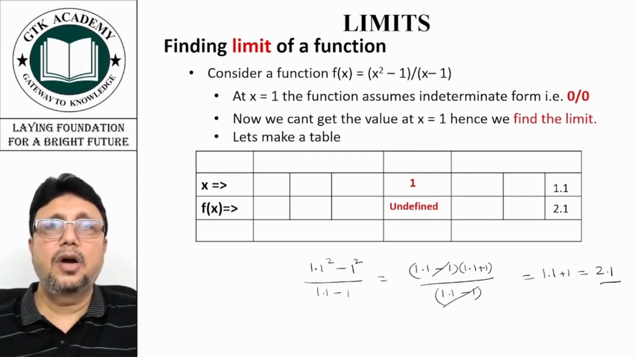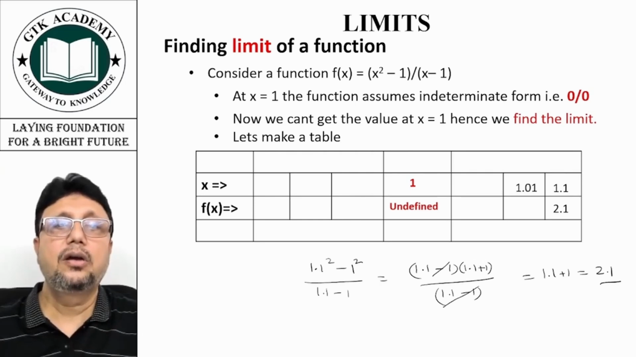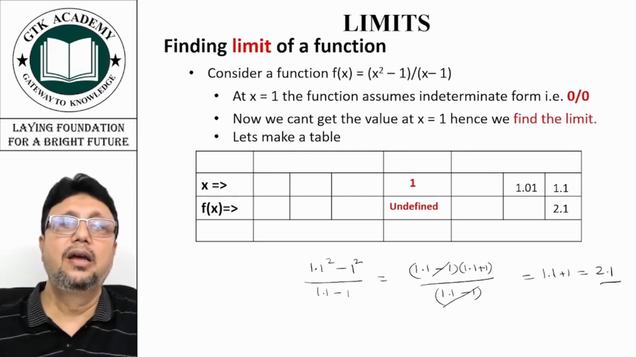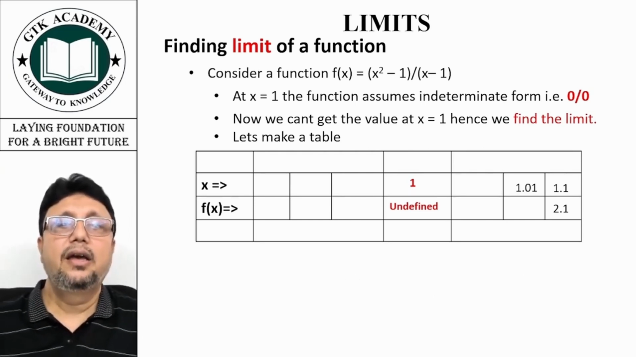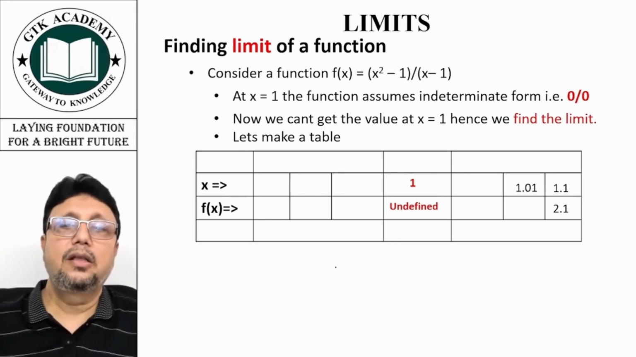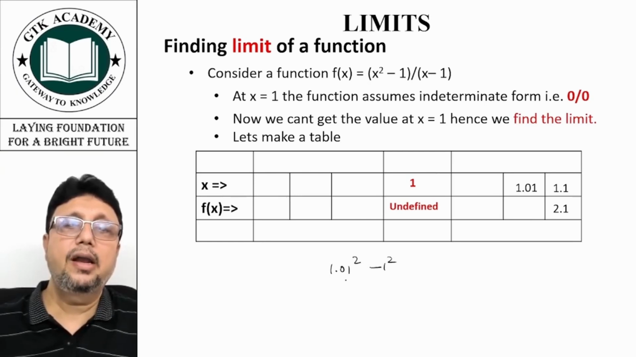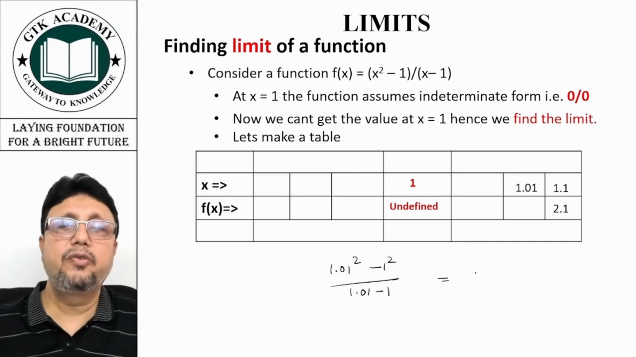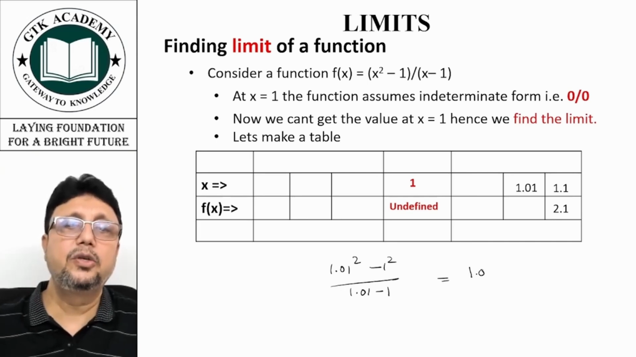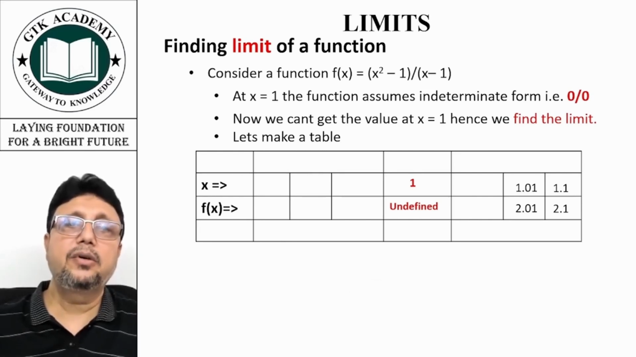Now come a bit closer, 1.01. Similarly, you will get the value (1.01 whole square minus 1 square) upon (1.01 minus 1). So similar to the procedure we adopted, this will come 1.01 plus 1, which is equal to 2.01. Again, come a bit more closer.